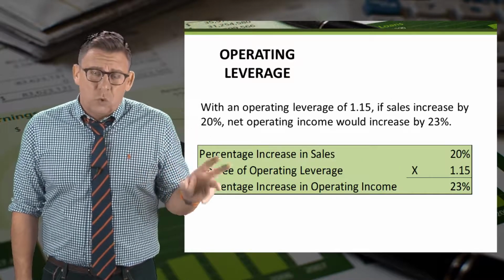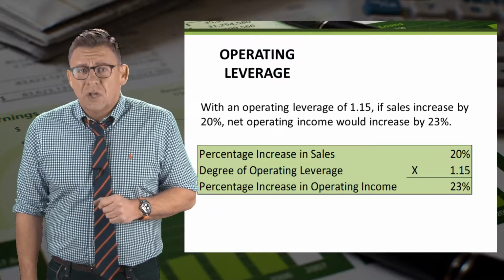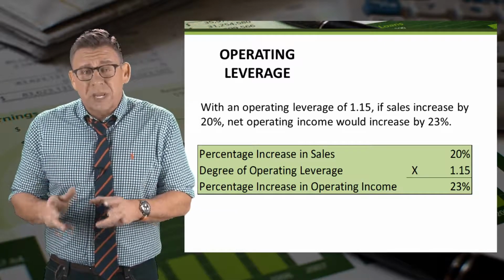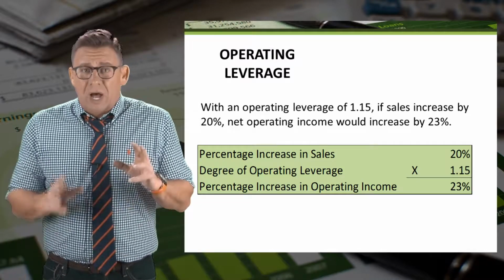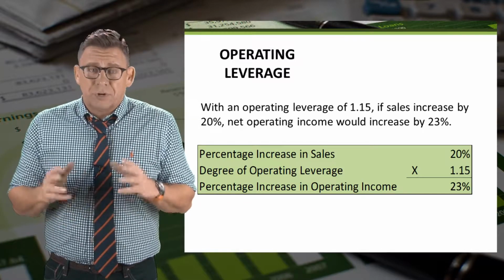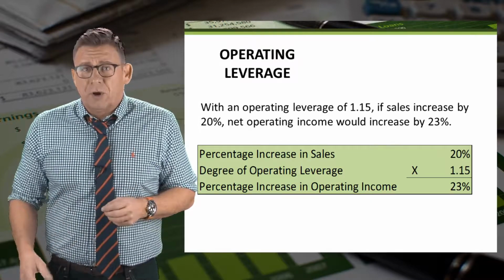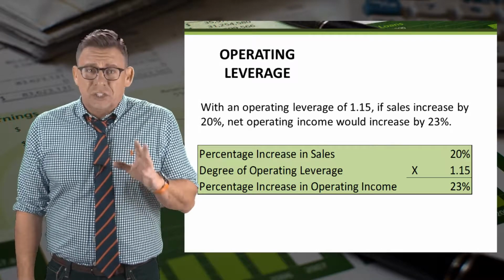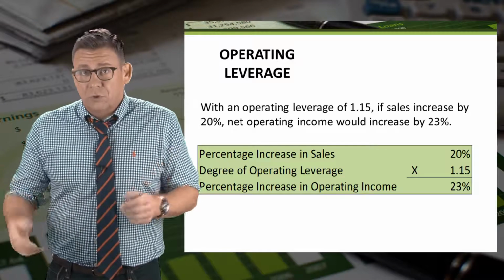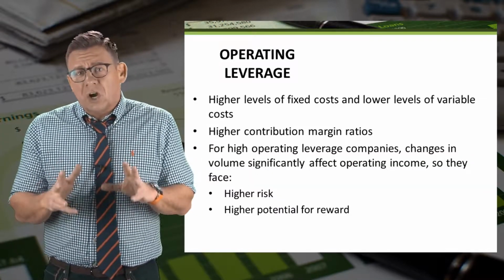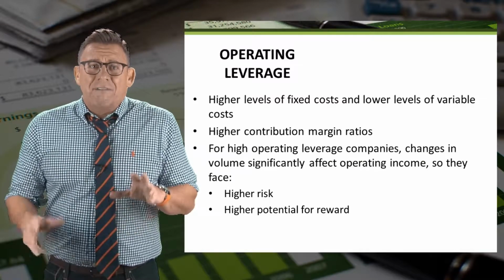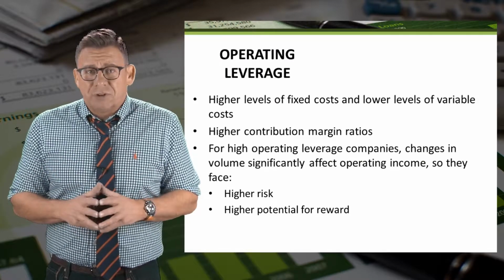This means that a 20% increase in sales will result in a 23% increase in operating income. So operating leverage can be used to predict the impact on operating income based on changes in market conditions, both good or bad changes. Okay, so firms with large fixed costs have high operating leverage.